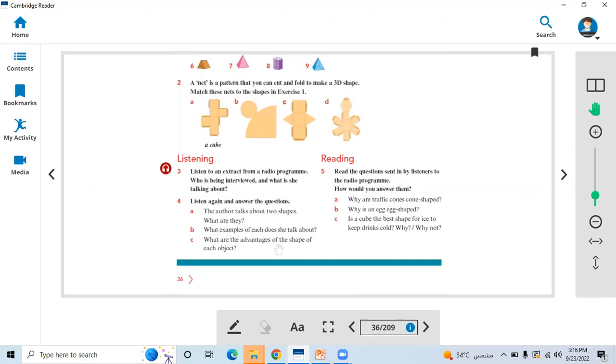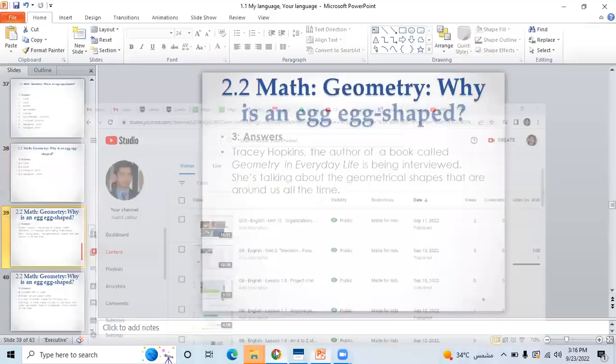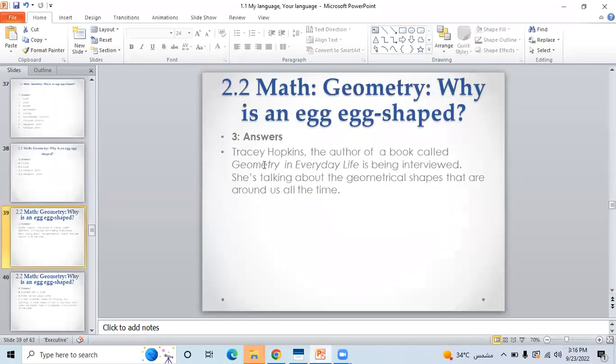A, B, and C. The author talks about two shapes. What are they? Question B is what example of each does she talk about? And C, what are the advantages of the shape of each object? Let's take a look here. You can see the answer of question number 3. Tracy Hopkins, the author of the book Geometry in Everyday Life, is being interviewed, and she's talking about the geometrical shapes that are around us all the time.